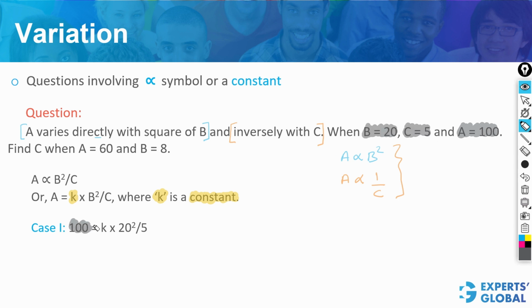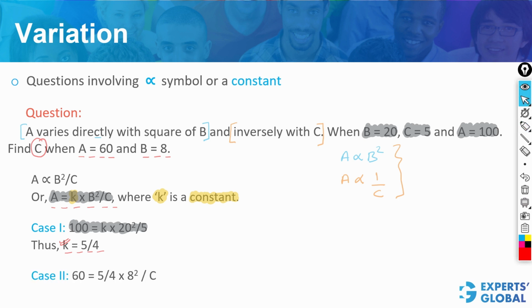We put these values here in this equation to get the value of K. We get K equals 5 by 4. We know this equation, A equals K times B square by C, and now we know the value of K. So for the second case, the value of A is known, B is known, the value of K is known, therefore the value of C can be determined. On putting the values of A, B, and K in the equation, we get this expression which can be solved to get the value of C. The answer is 4 by 3.